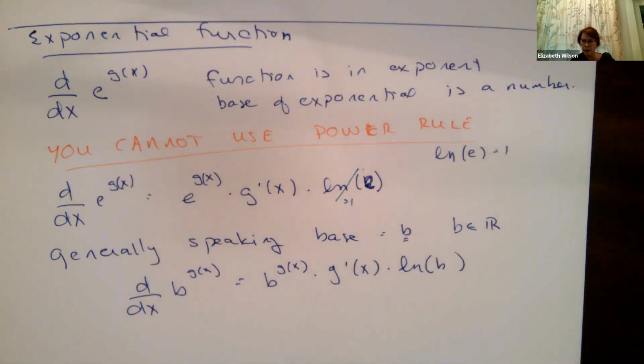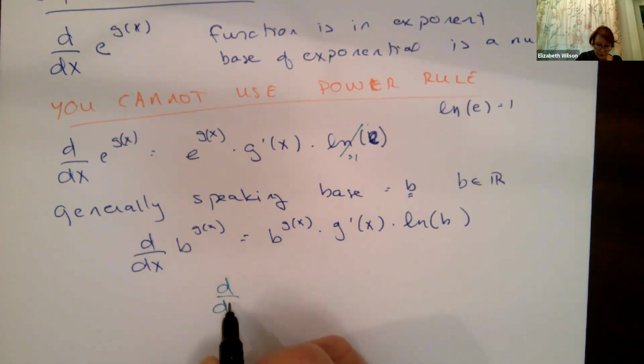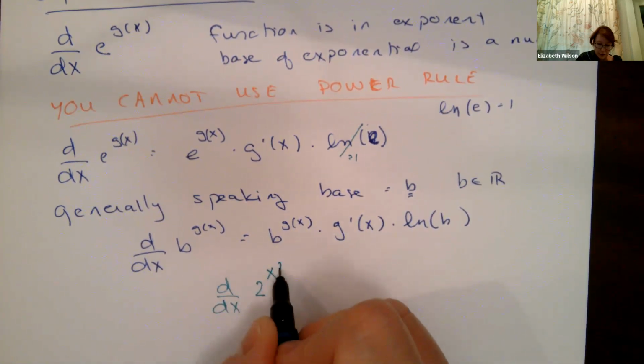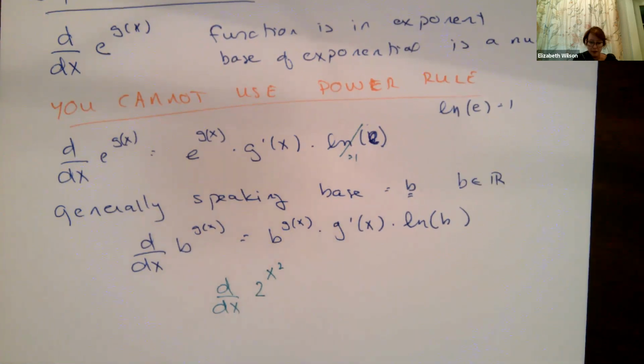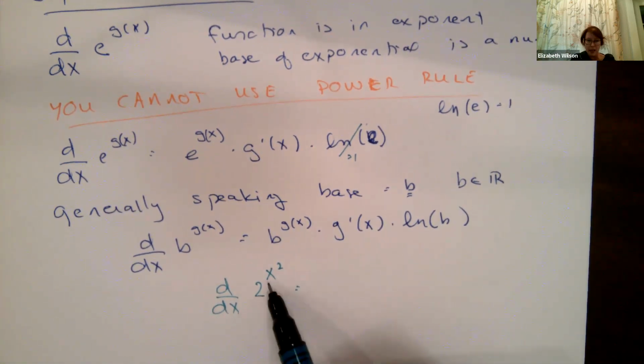I'll just do a really quick, super quick example here just so you can see. I will do an example with e to the x in a minute. But let's say I take the derivative of 2 raised to the x squared. Okay. So now, look, my base is a number. I can't do the power rule. How am I going to do the power rule? I've got this exponential, 2 to the x squared.